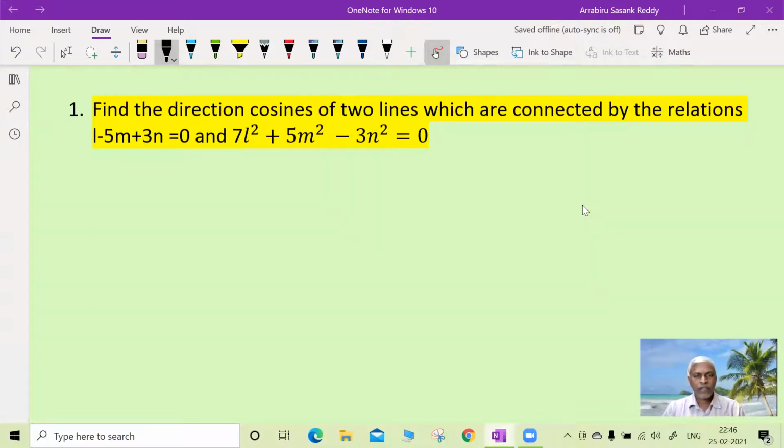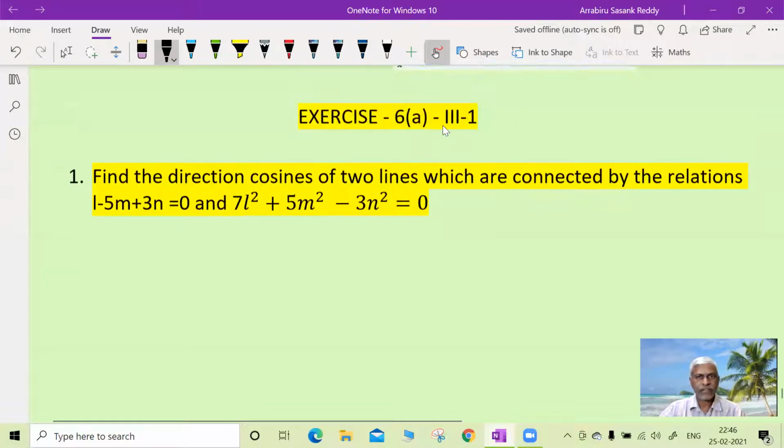In the previous class, we discussed the direction cosines and direction ratios. Now let us solve some questions from Exercise 6A.